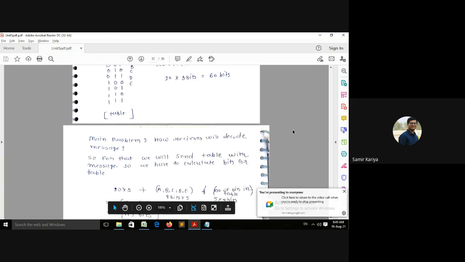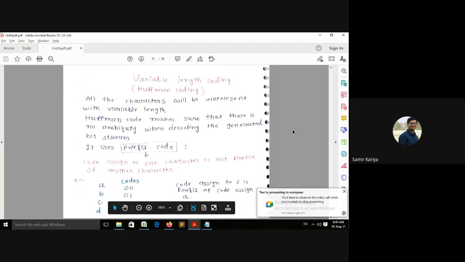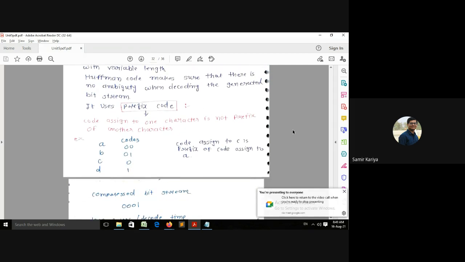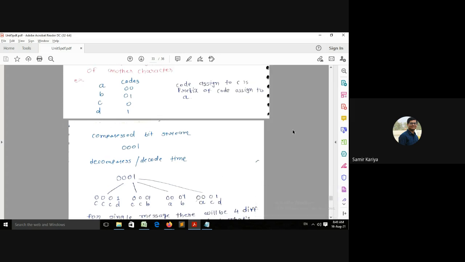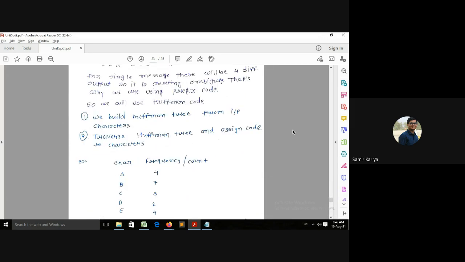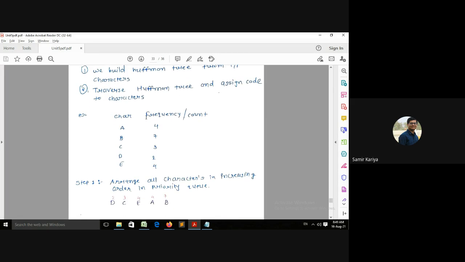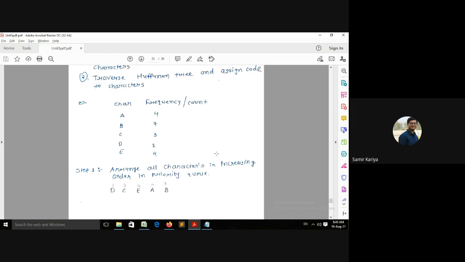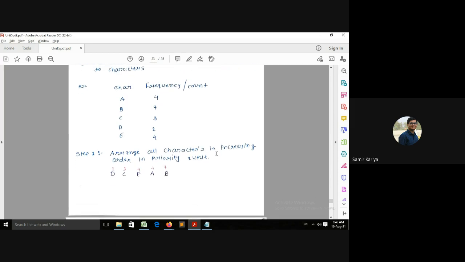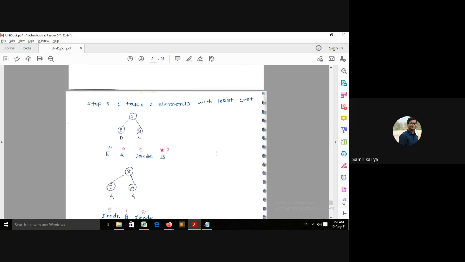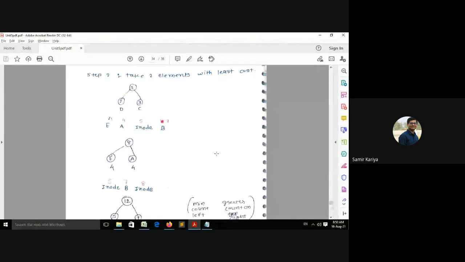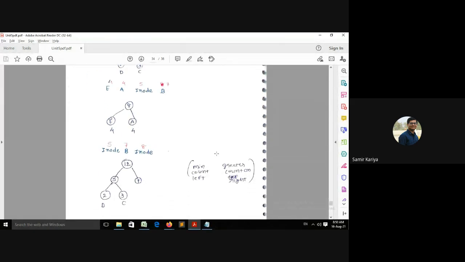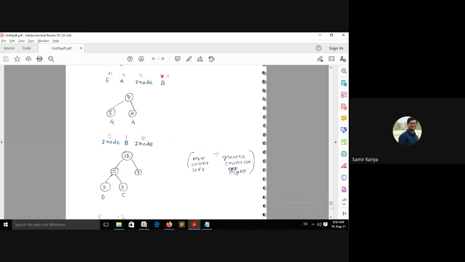So let's see first of all a reference example, and then we calculate the message for the same example. So what is variable length? In variable length, you first simply count the frequency and implement this table. After writing this frequency, arrange in ascending or increasing order, then make the tree. Take 2 elements with the least cost, minimum count on the left side, greater count on the right side. Just complete the tree.